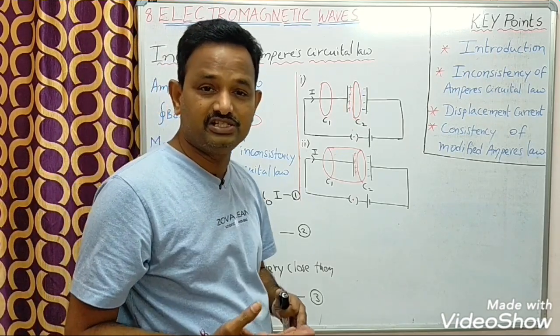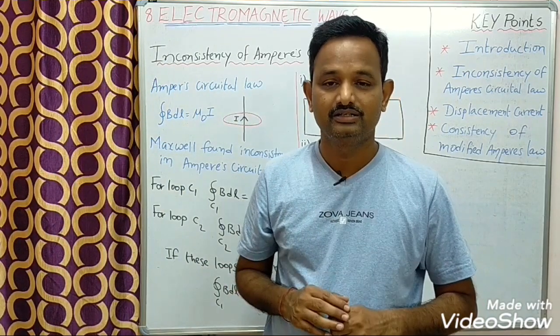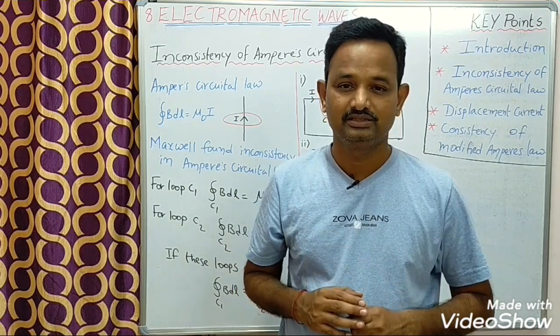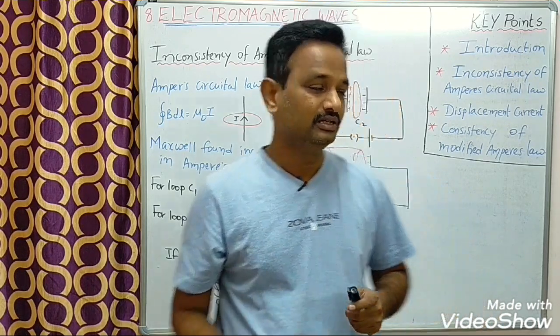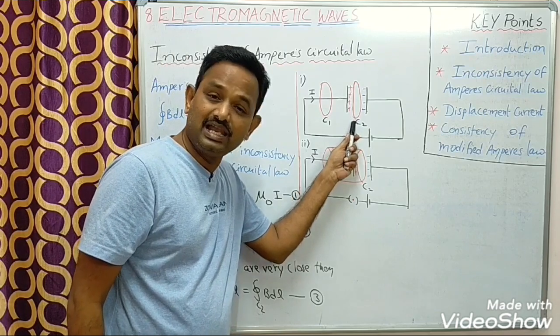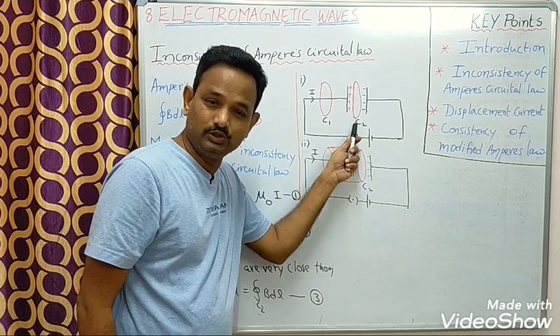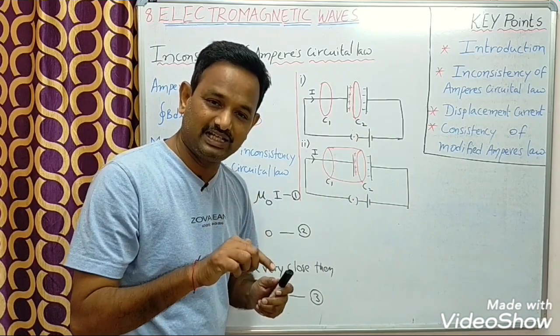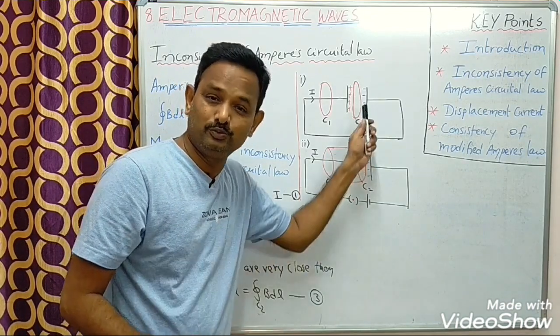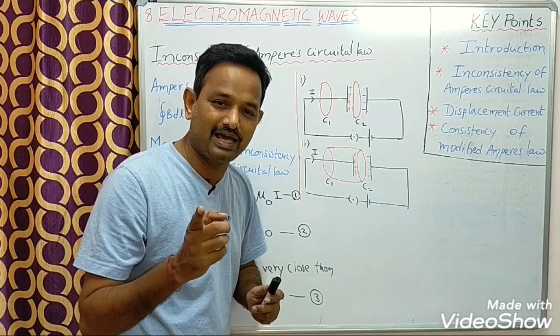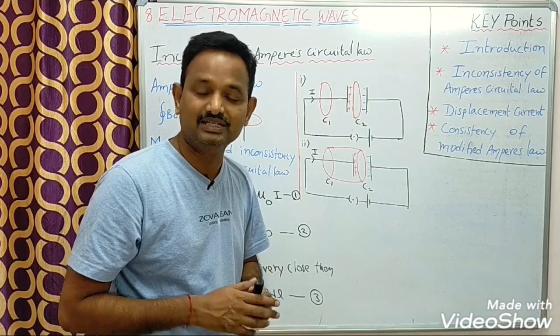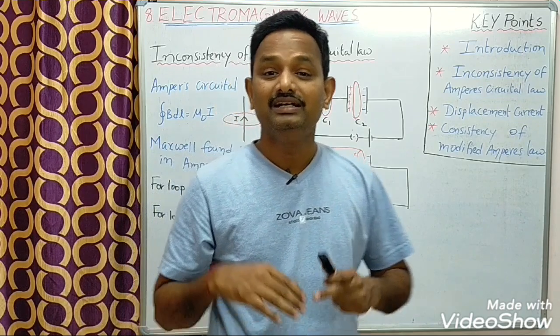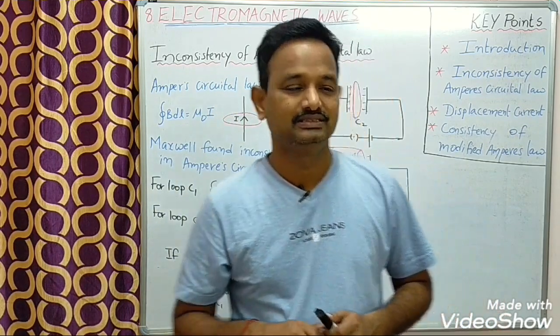Why does that inconsistency happen here? There is something missing. That something he found was the change in electric field through the loop C2 between the plates of the capacitor. The change in electric field with time through loop C2 he later named displacement current. Now we will discuss displacement current.